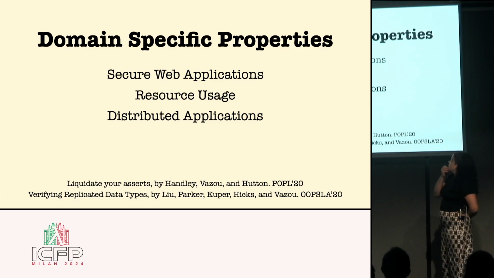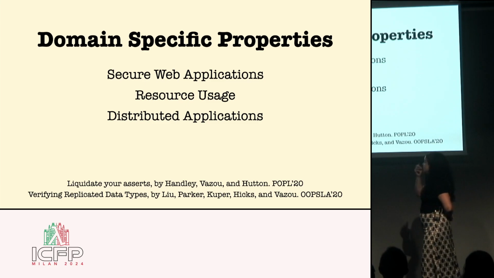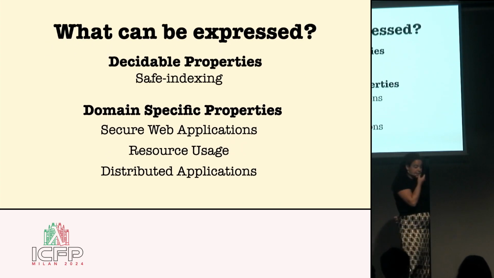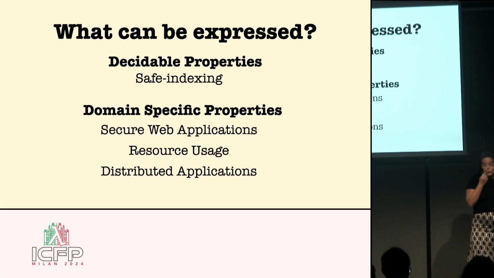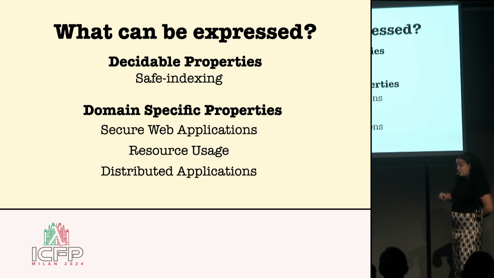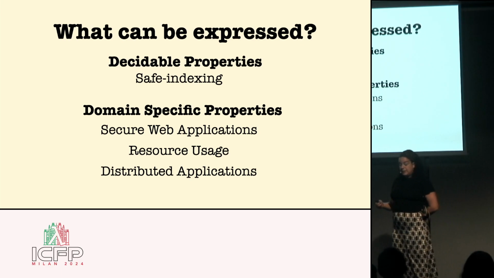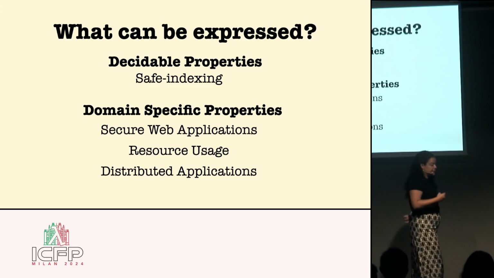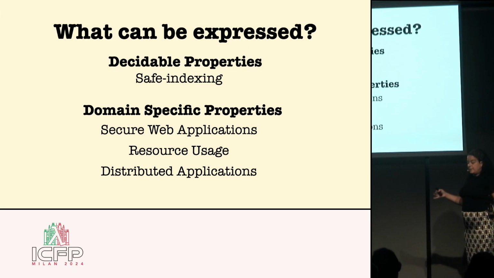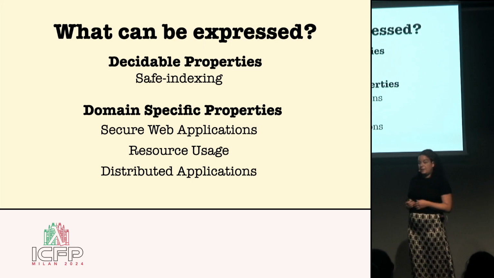We reasoned about resource usage, we reasoned about distributed applications, and the concept is this: if you want to put in a lot of effort, you can express these domain-specific properties using refinement types, reflection, and other advanced features. And if you only want to use decidable properties in the style of, say, indexing, then verification is quite easy. It is totally automated for you.